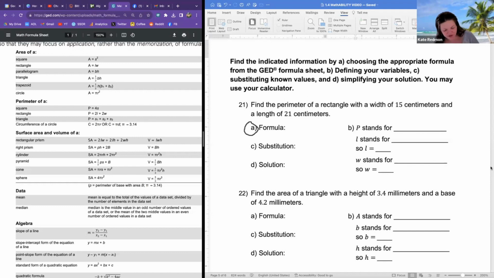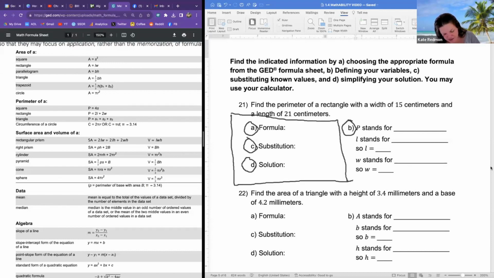Now, B, define your variables. You won't have to do this on the GED, but I want to do this again so we can make meaning of the letters. Then C, we're going to substitute our known values. That'll be your next step on the GED. And D, your solution. So here's the work you have to show me.